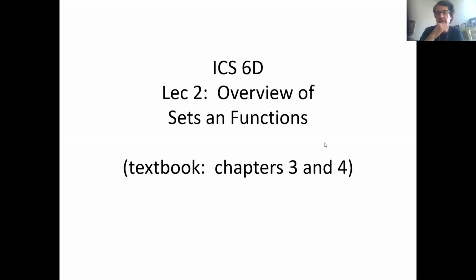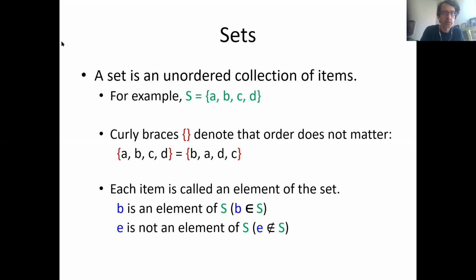We are starting a review of material in sections in chapters 3 and 4, which is sets and functions. Here is the basic terminology on sets. A set is an unordered collection of items, and we denote it with curly brackets.